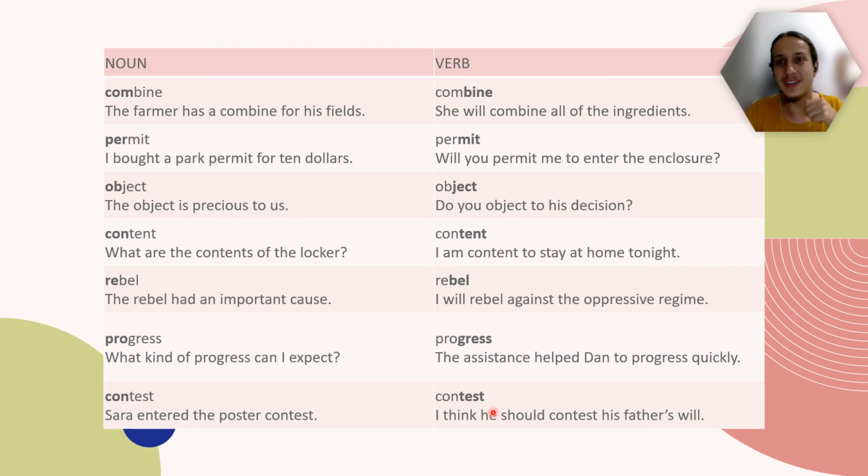Contest, contest. Sarah entered the poster contest. Competition. Sarah entered the poster contest. The poster competition. We have an object. We have a noun. Contest. I think he should contest. Answer. Reply. His father's will. I think he should contest his father's will.